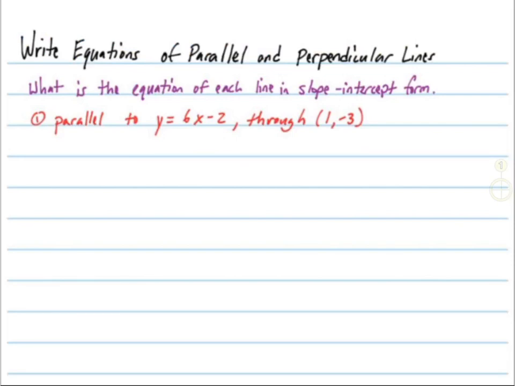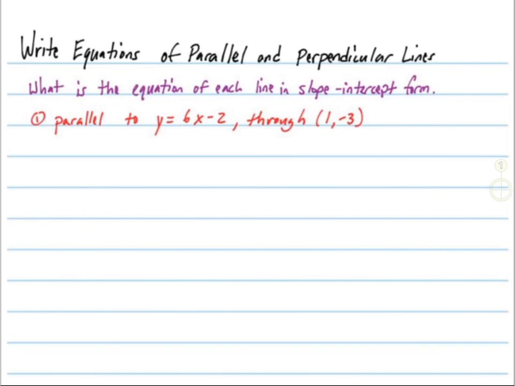So here I want to write the equations of parallel and perpendicular lines. The first question says, what is the equation of each line in slope-intercept form? And the first one they want us to do is write the equation of a line parallel to y equals 6x minus 2 through the point (1, negative 3).